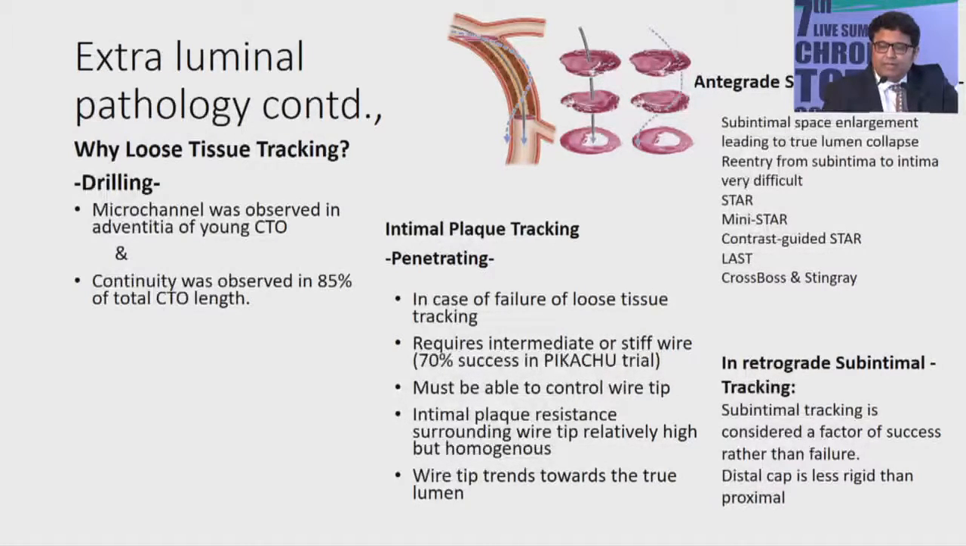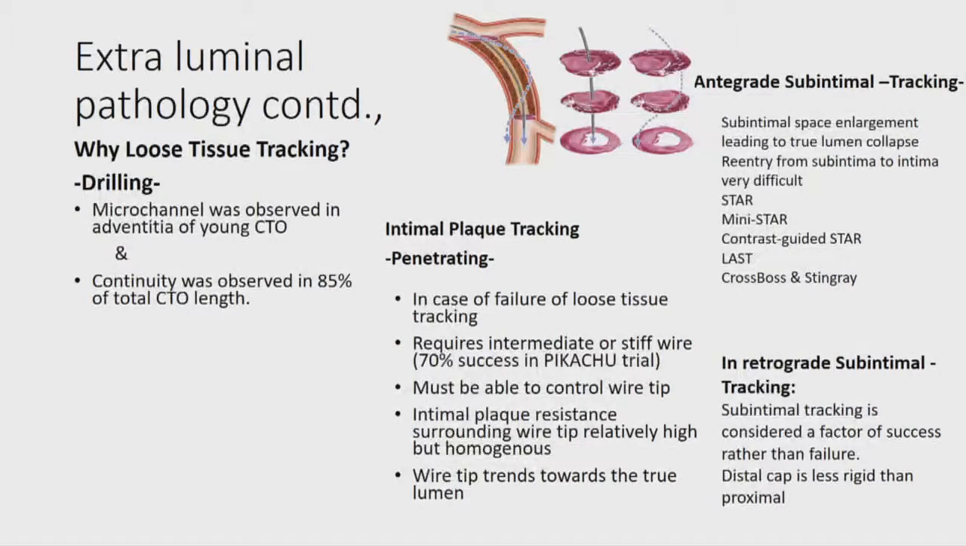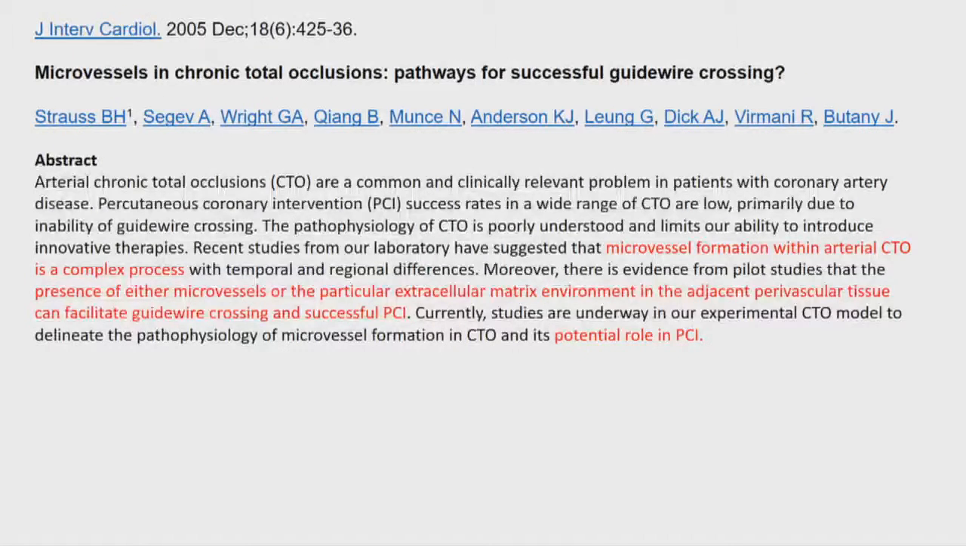In antegrade subintimal tracking, the enlargement of the space leads to true lumen collapse, and re-entry from subintima to intima is very difficult, but expert hands can do it, and various techniques have been described like STAR, mini-STAR, contrast, LAST, CrossBoss, and Stingray. In retrograde subintimal tracking, the tracking is considered to be a factor of success rather than failure, as the distal cap is less rigid than the proximal.